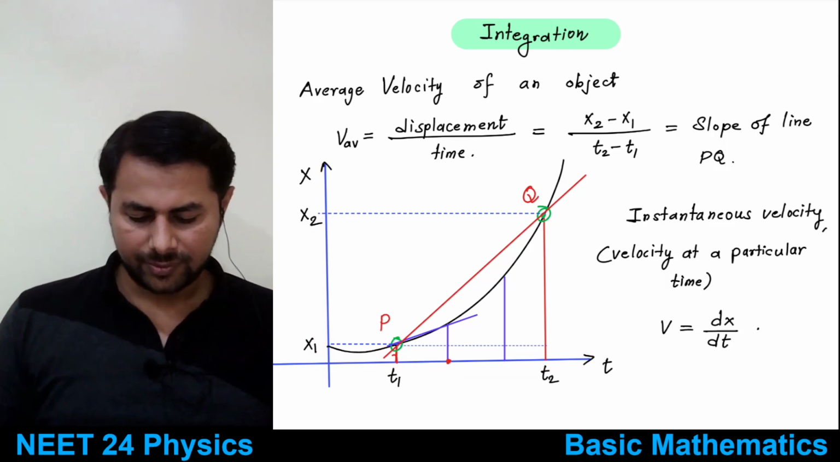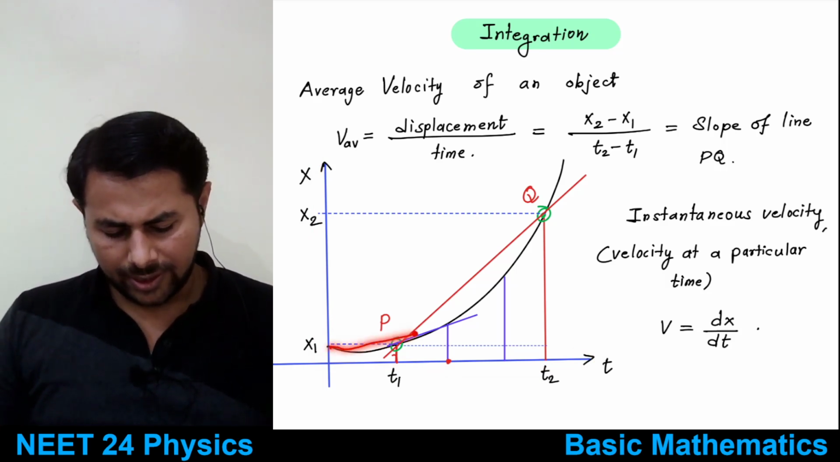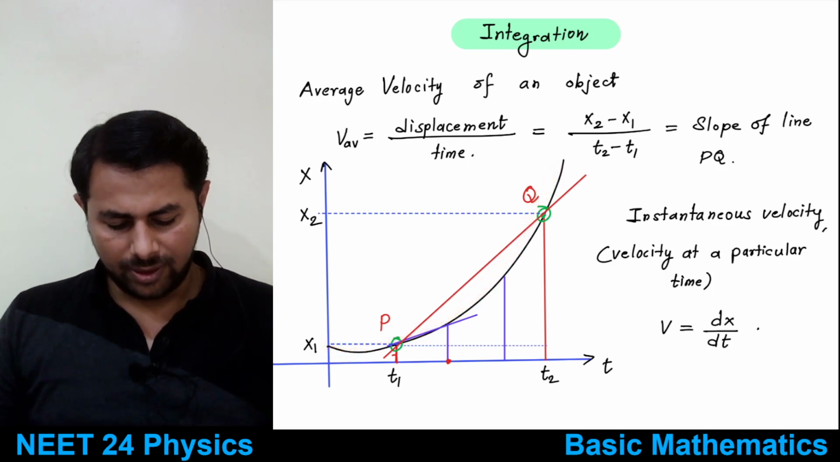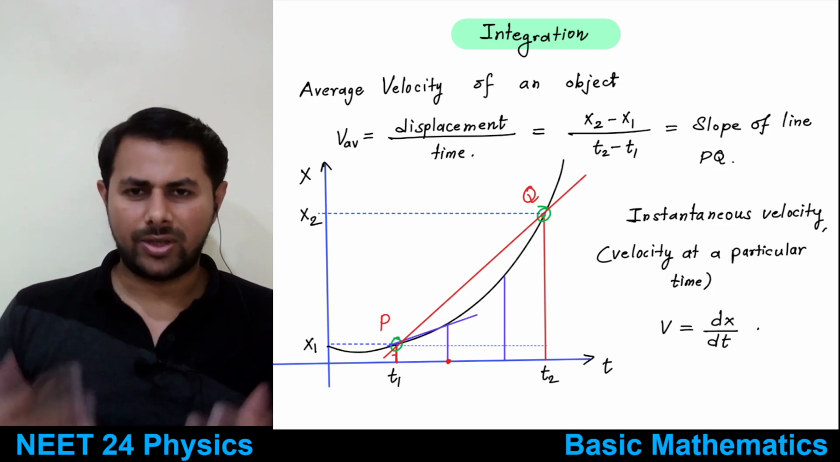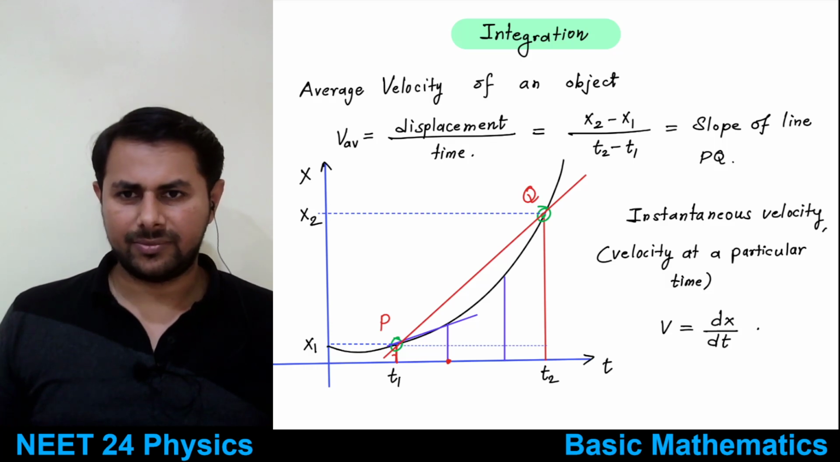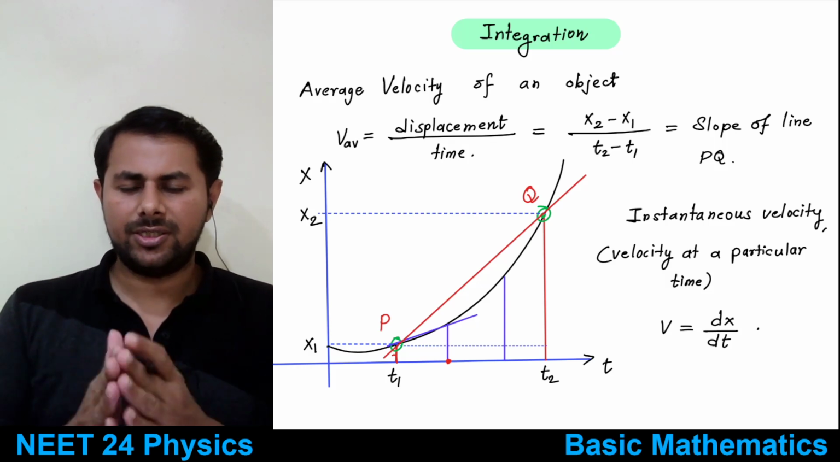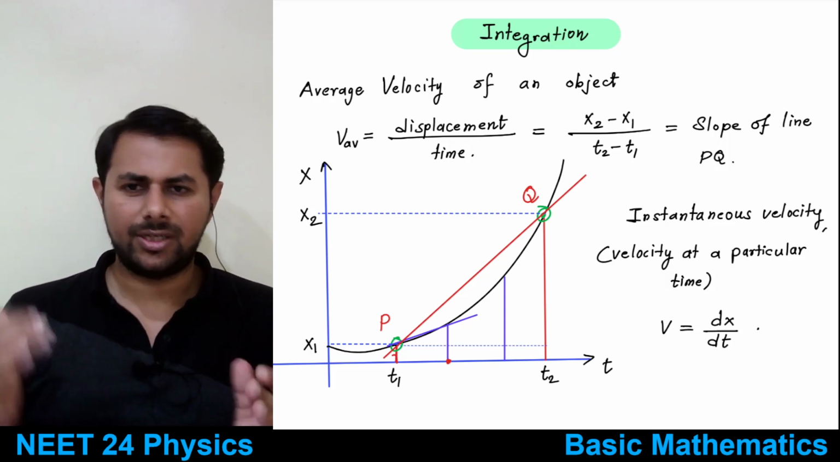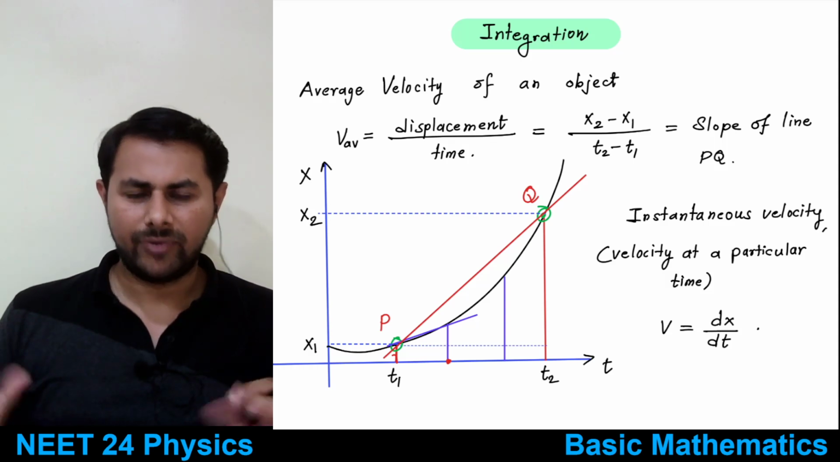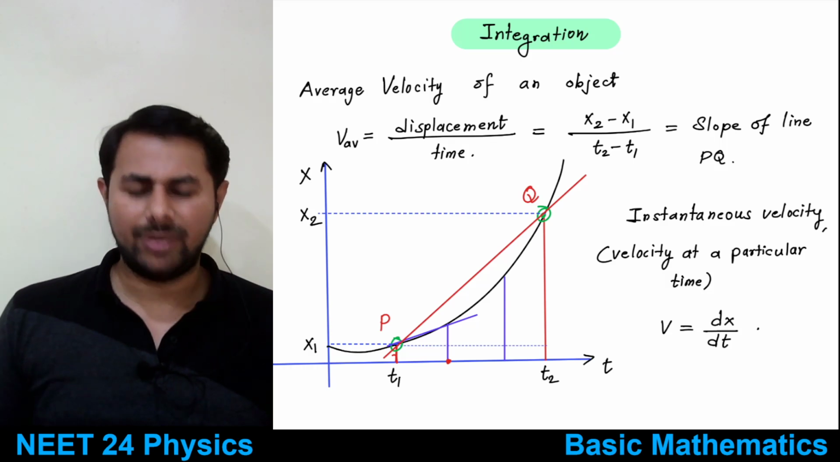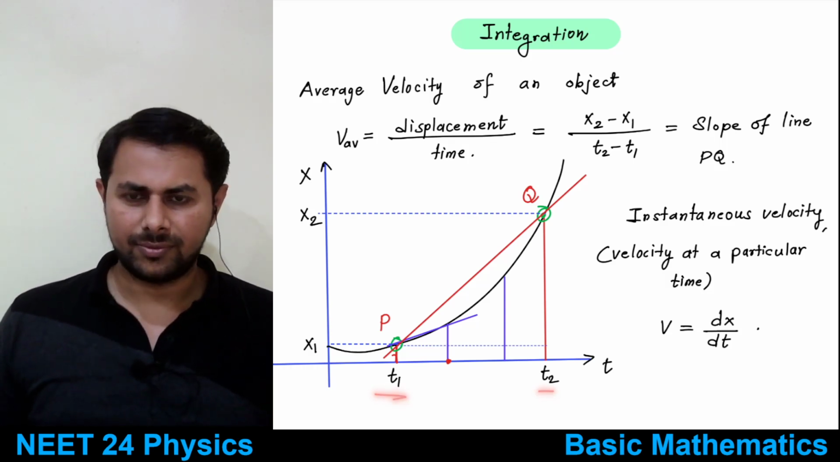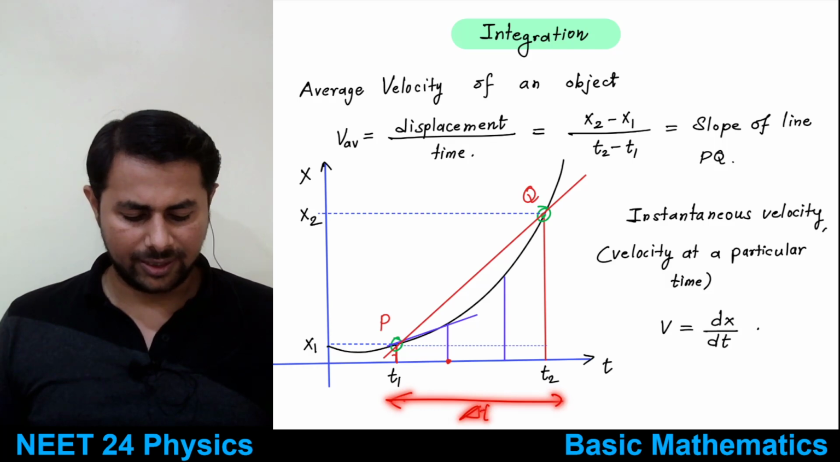Then the graph looks something like this, and if you want to find out my average velocity, what is average velocity? You know velocity is equal to displacement divided by time. And what is displacement? Displacement is change in position. Change in position divided by the time is my velocity. But what is that velocity? It is the average velocity in the time interval from t1 to t2. You can call that interval delta t.